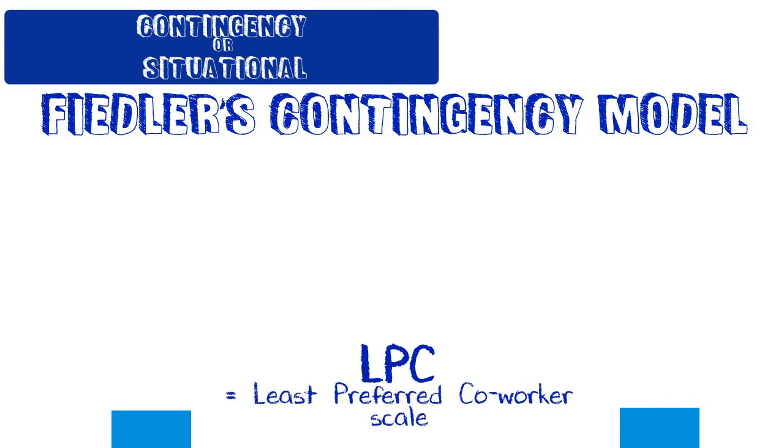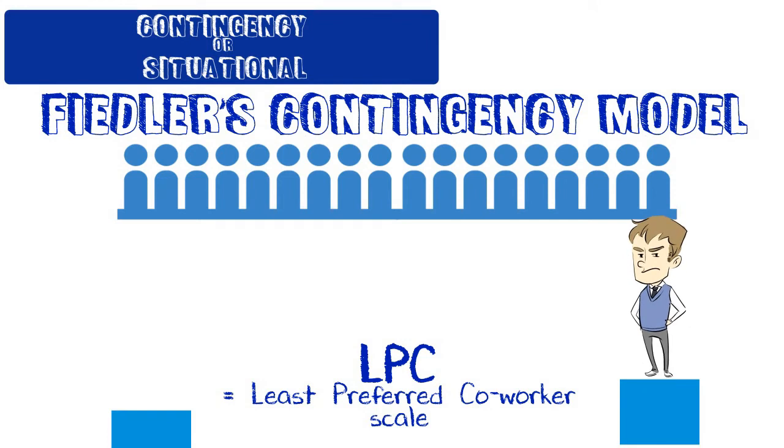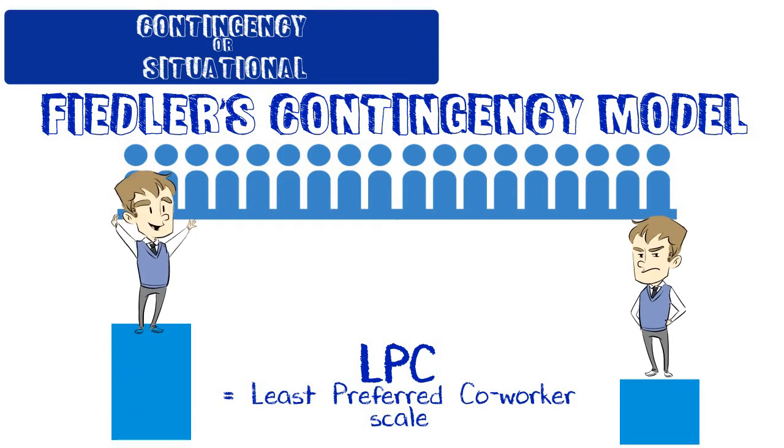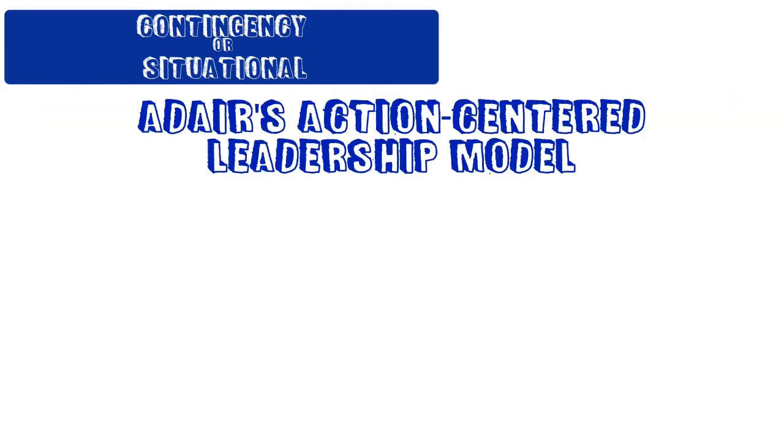Fielder's contingency model is graded by the LPC, or least preferred coworker, scale. This model asks you to think about the person who you have least enjoyed working with. Having a low LPC will cause your team to view you with distrust, while leaders with high LPC are considered to be the most effective leaders. They are often thought to focus on building relationships first.